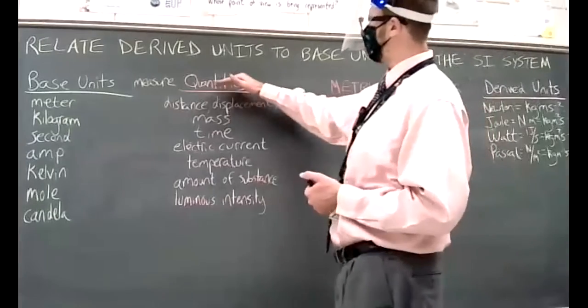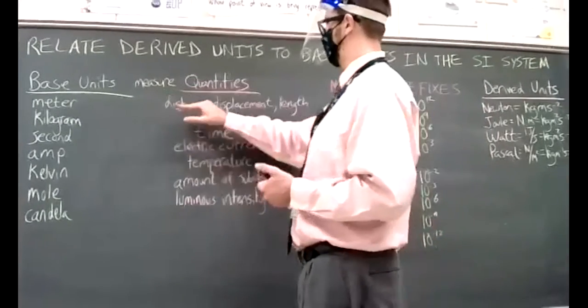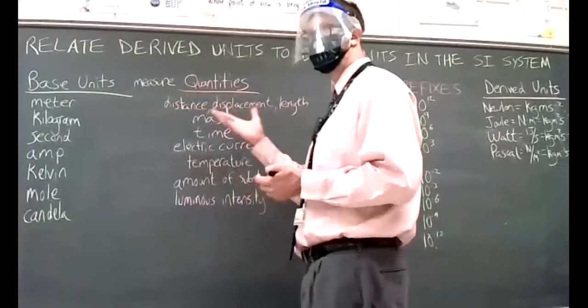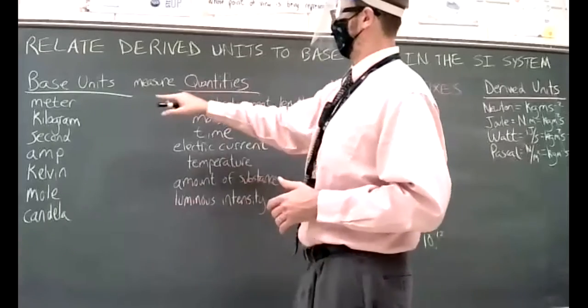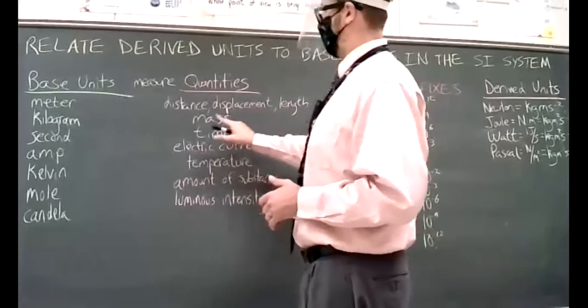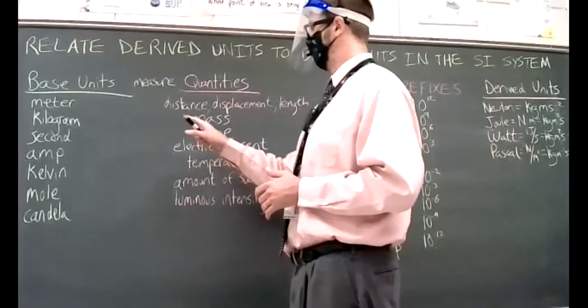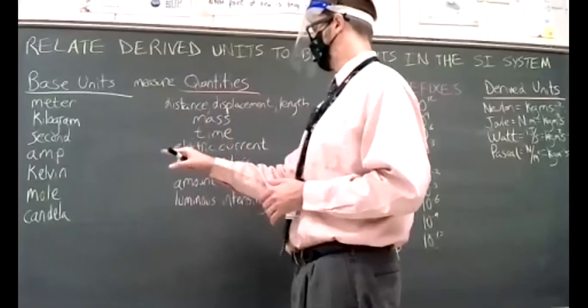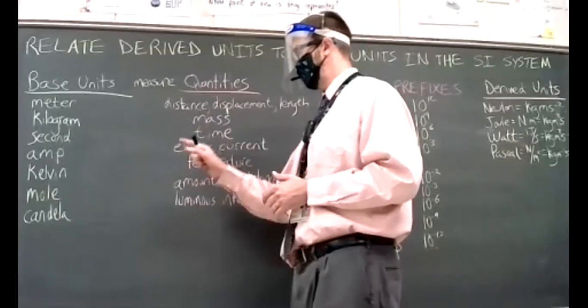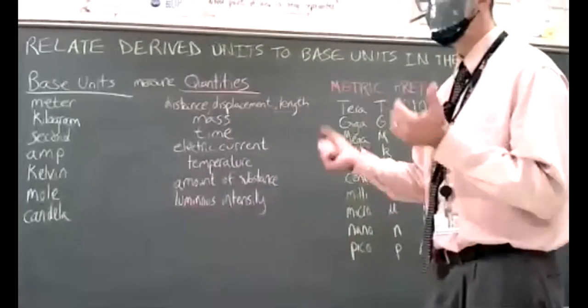And so these are the quantities that they measure, right? Meters measure distance or displacement or length, right? So linear dimension. Kilograms measure mass. Seconds measure time. Amps measure electrical current. Kelvin measures temperature. Moles measure amount of substance. And candelas measure luminous intensity or brightness.